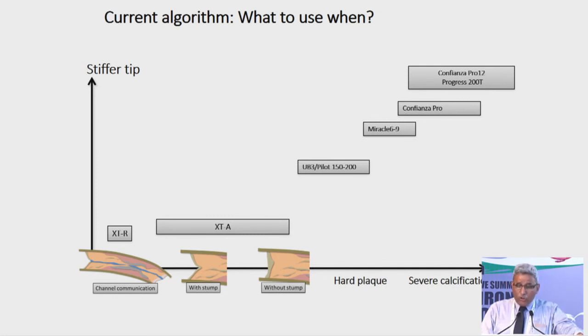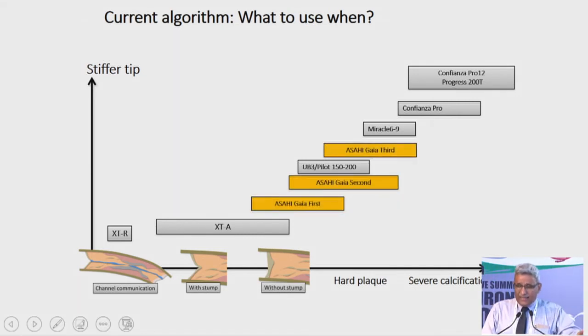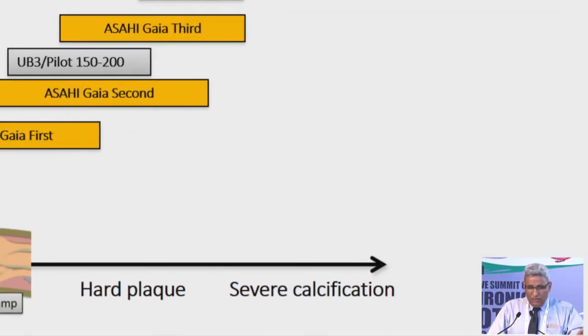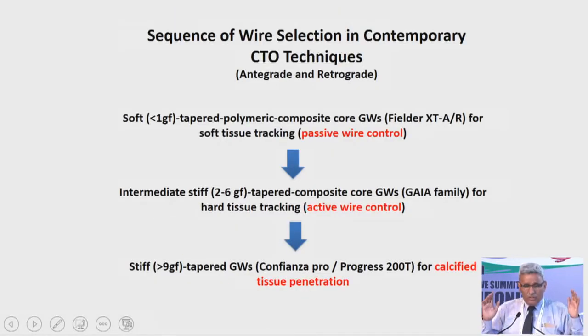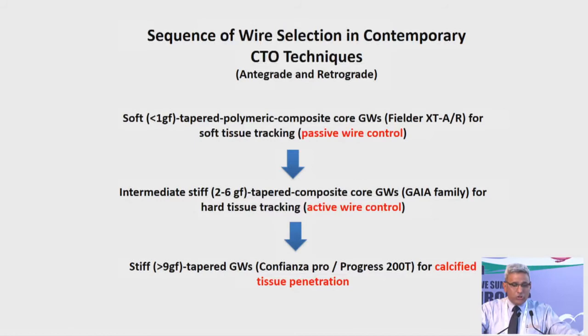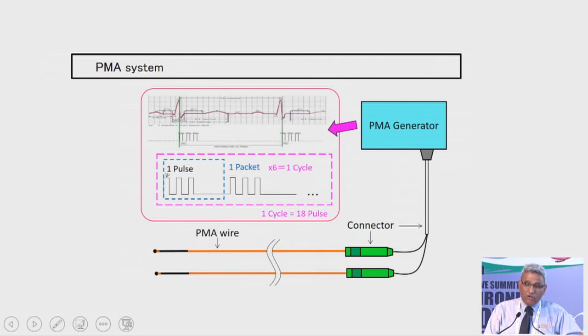And then we move on to usually a Gaia Second, and then to a Conquest Pro. In concept, we should think that initially we are doing a passive wire control, moving to an active wire control, and then for a calcified tissue penetration, we can use a Conquest. So this would be a series of wire escalation.